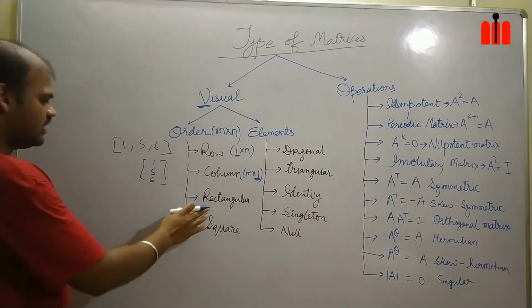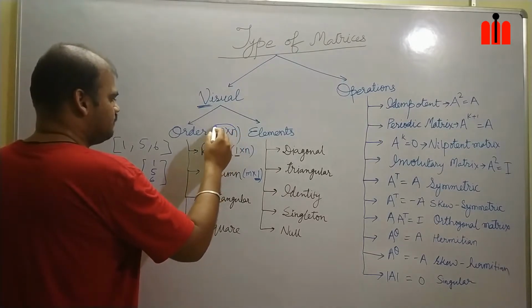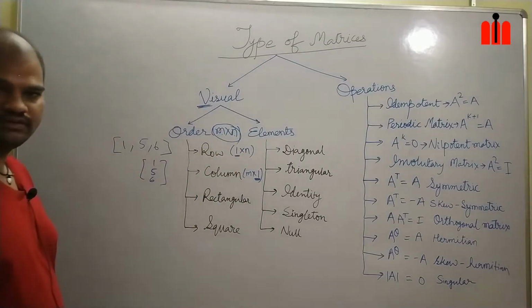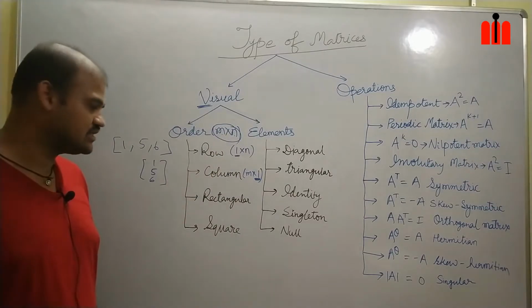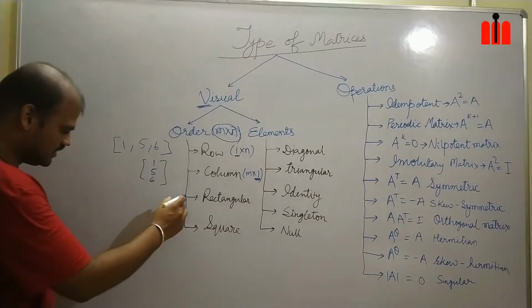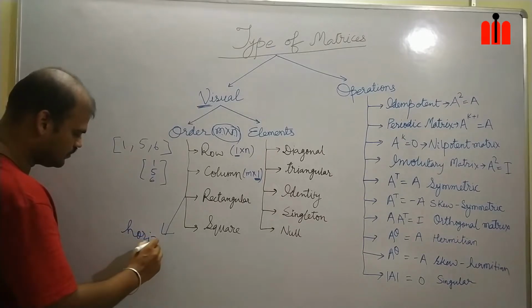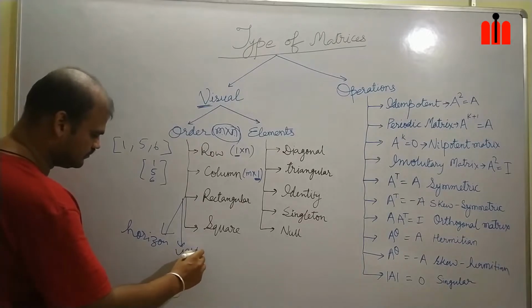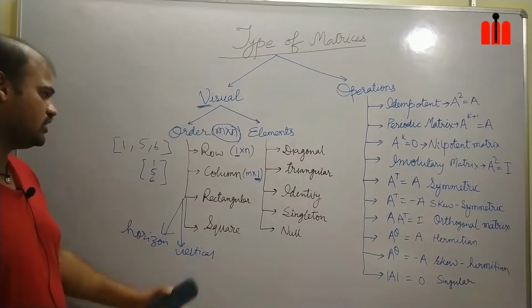Rectangular matrix. Rectangular matrices are those matrices in m cross n, where m and n are not equal to each other, like 2 by 8 or 4 by 6. Such type of matrices are known as rectangular matrices. Further, this rectangular matrix is divided into horizontal and vertical.